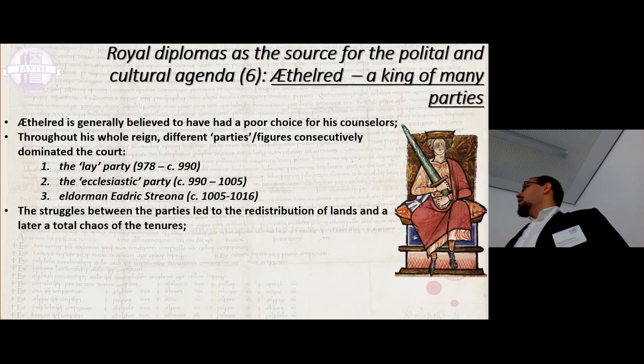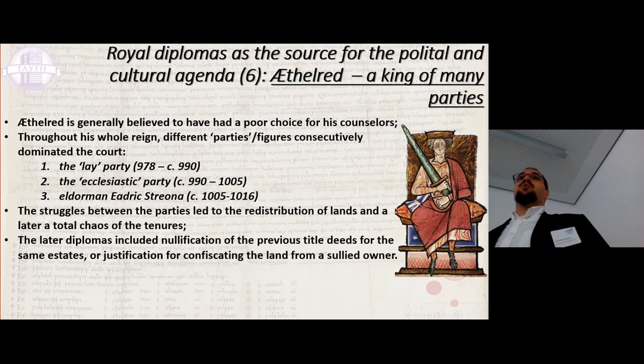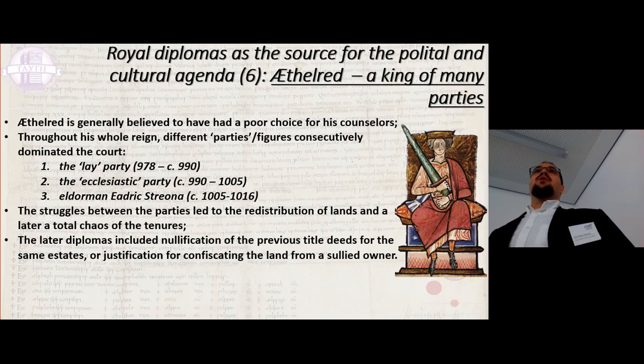Next one, please. And in the formulas, for the first time, we find a very mundane explanation of why the king is donating this or that land to this or that grantee. Usually, the king explains that this land was unjustly appropriated by some layman who had no right for this land in the first place, and I'm now giving it to the monastery, and then begins the proem for the salvation of my soul, and so forth. Later on, the charters from the 990s and thenceforth included the nullification of the previous title deeds, because it is assumed that there were many charters extant for one and the same estate. Go figure, who has the right?